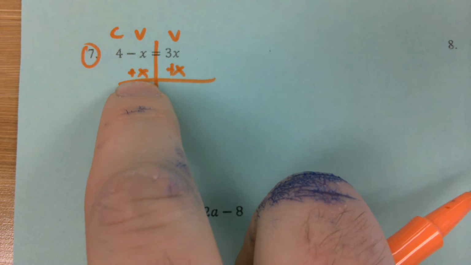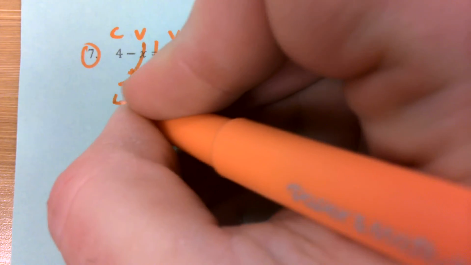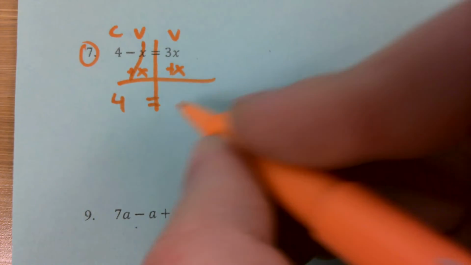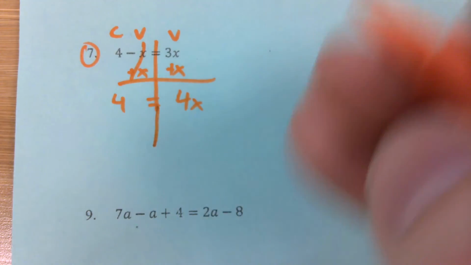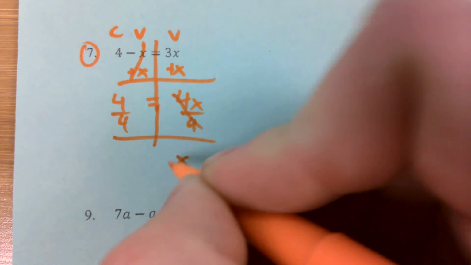What's negative x plus x going to be? 0, right? They cancel out, leaving us with 4 equals what? 4x, right? 3x plus 1x gives us 4x. Now this is a nice simple one-step equation that we could solve pretty easily. What are we going to do to both sides now? Divide by 4, right? What's 4 over 4 equal to? 1.